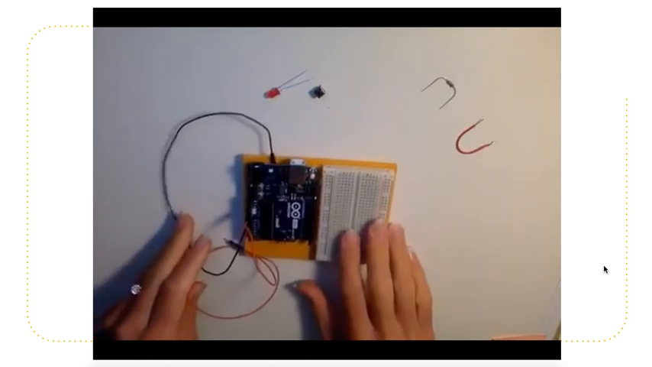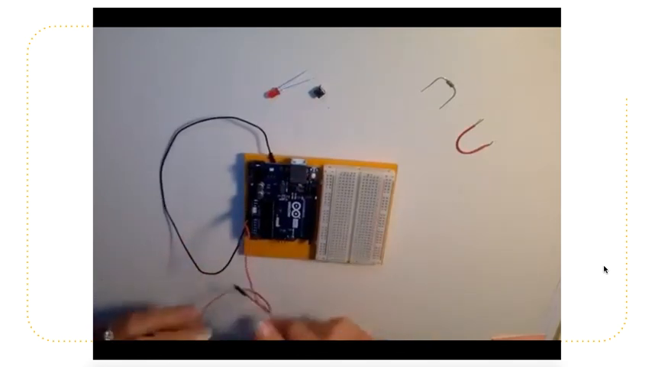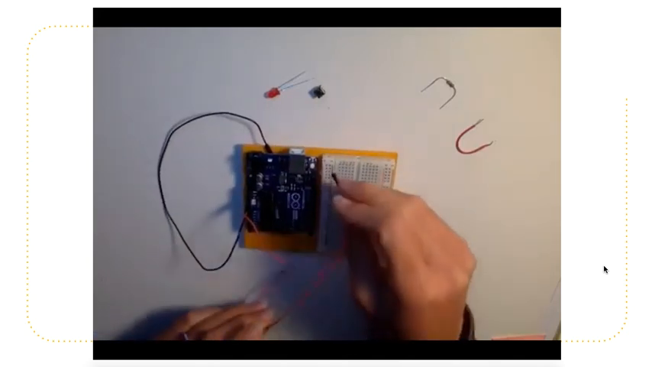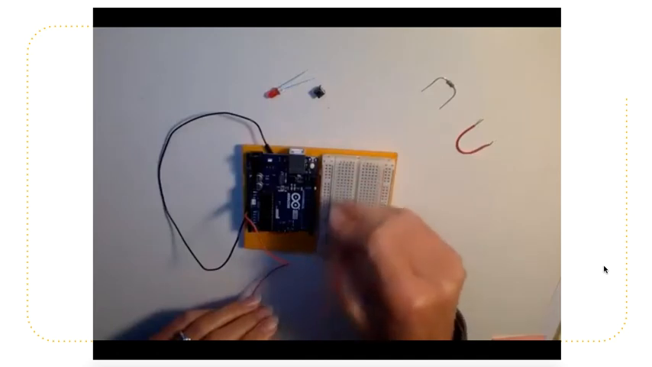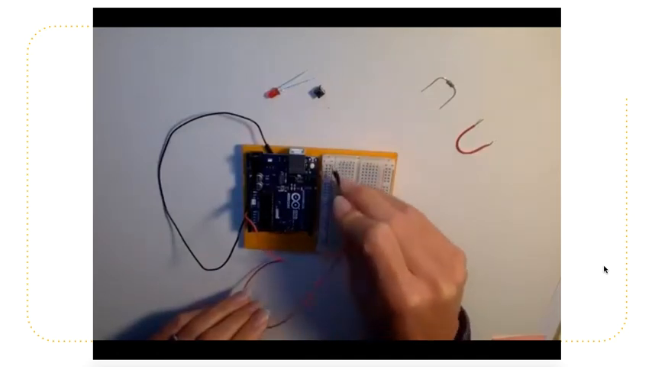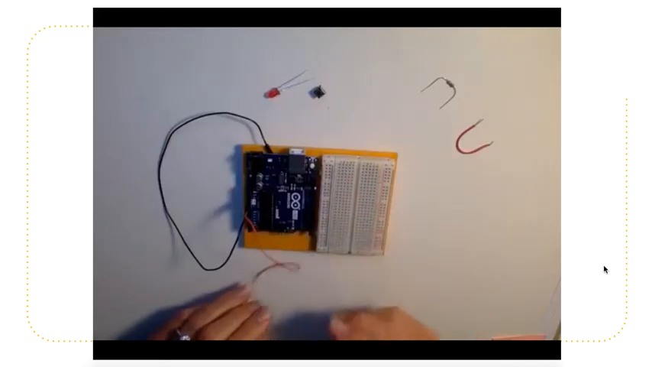So when you're creating a circuit, the first thing you want to do is bring power and ground to the breadboard. We talked already about the breadboard, how it has a channel going vertically, that's positive, and a channel also going vertically, that's negative.